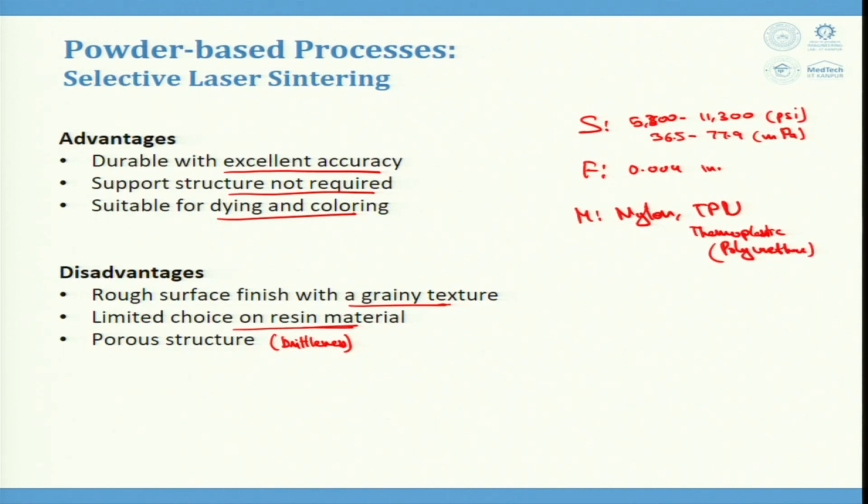Silicone is also one of the materials, a very flexible material, and it can also be 3D printed here. Here the representative machine is the Sharebot Snowwhite 2, for which this surface finish and strength is given.